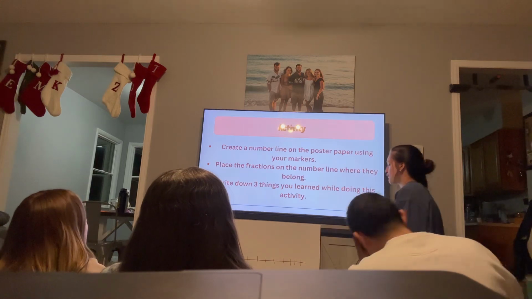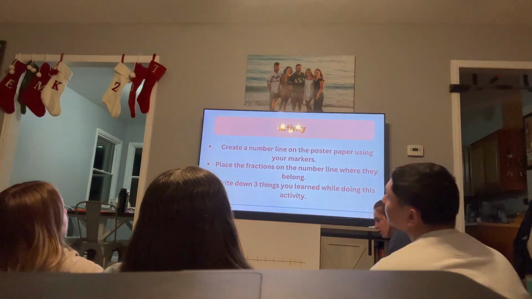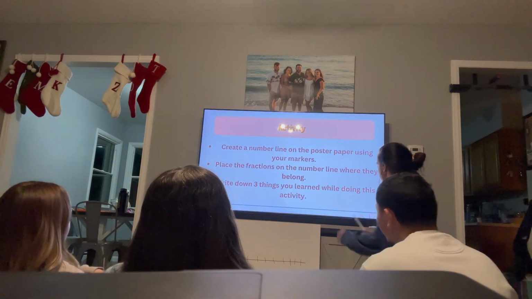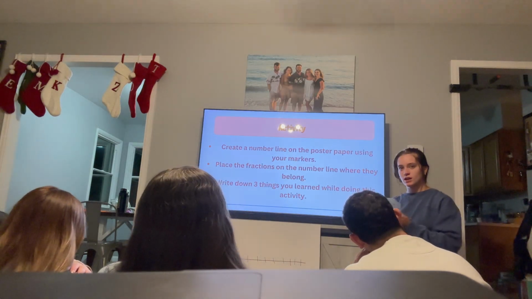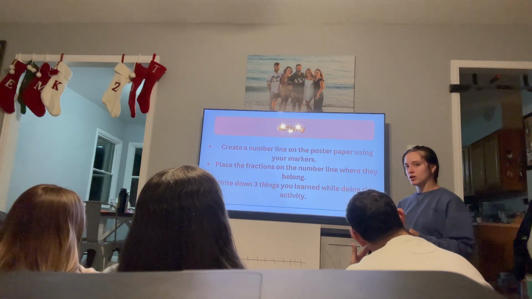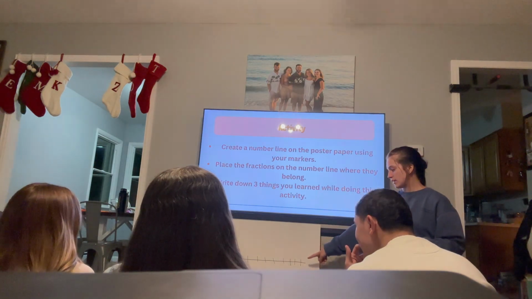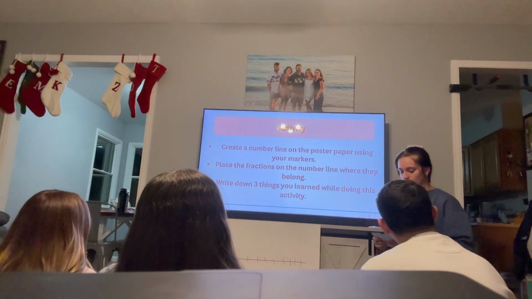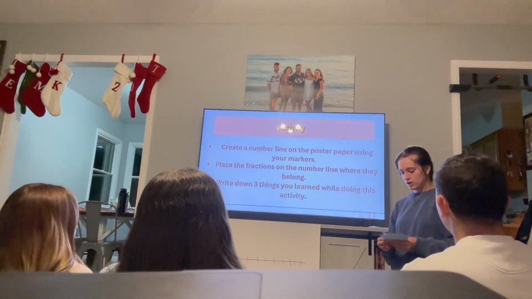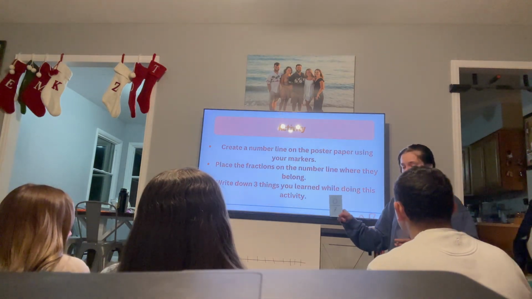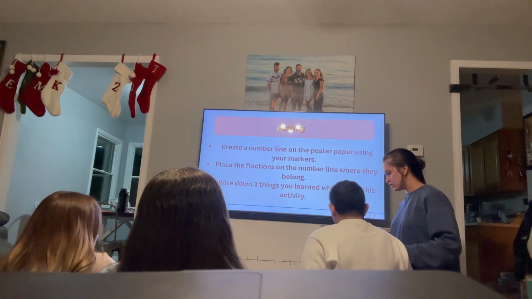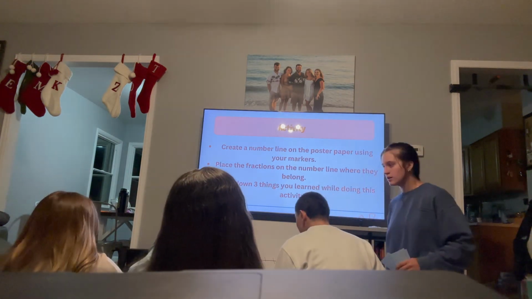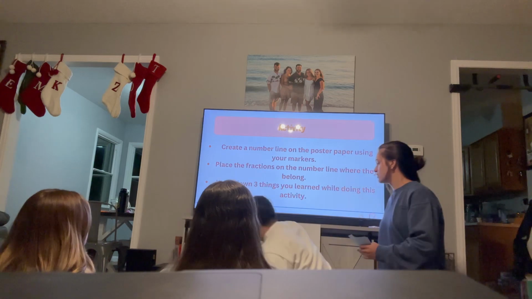Okay, now for our activity, we have this number line right here, and I'm going to show one of these fractions, and you are going to put it on this number line, okay? We're going to start with Brian. 0 over 7. Okay. There should be a Sharpie right there.